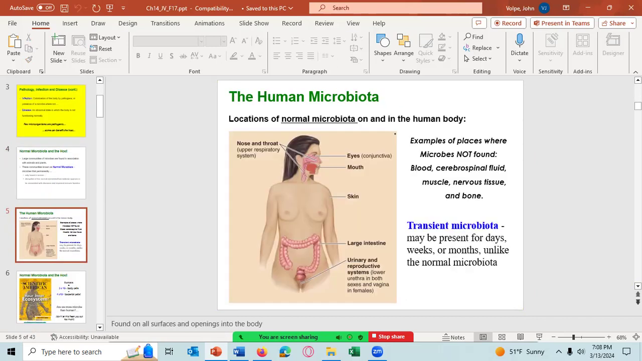All right, you should know about the normal microbiota and where it's found, essentially on the entire outside of the body, the skin, the mucous membranes open to the outside of the body, the gastrointestinal tract, all of it. The respiratory tract, only the upper portion usually has normal microbiota. The lungs do not usually have microbes in them.